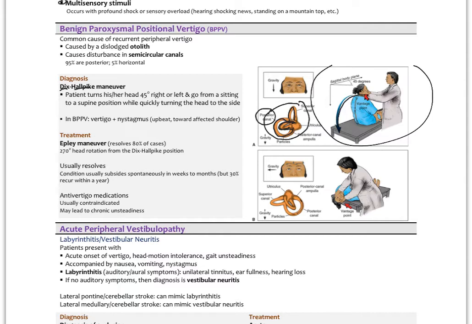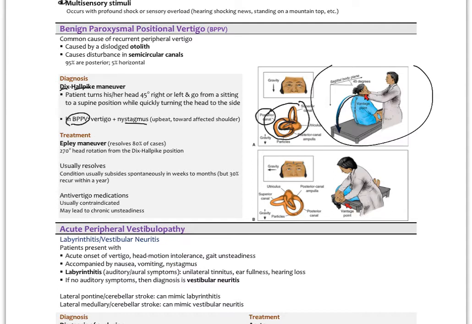And if that triggers the vertigo, and if the patient shows nystagmus, in other words, their eye starts beating back and forth towards the affected shoulder, where the side of the ear where that otolith is found, that's a confirmation for BPPV. So there's a quick procedure in office we can use to diagnose that.